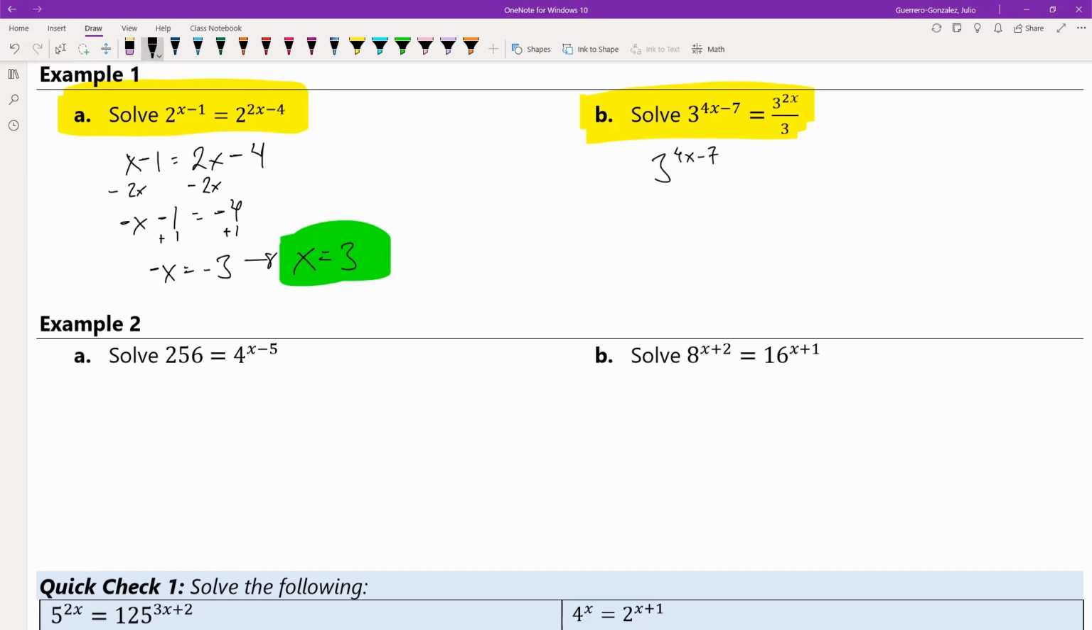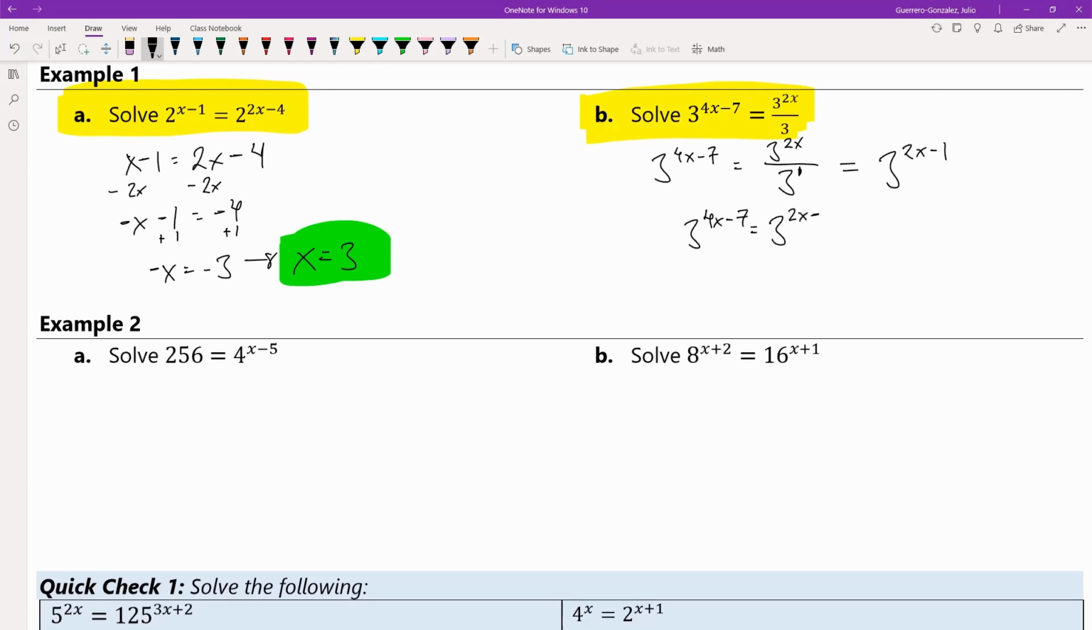3 to the 4x minus 7 is equal to 3 to the 2x all over 3 to the 1. I can give the power of 1 to anything I want like that. If it's 3, you can assume that there's a 3 to the 1 there. Now, since the bases are the same and we are dividing two things with exponents, the right-hand side is the same thing as 3 to the 2x minus 1. So now we've simplified this to 3 to the 4x minus 7 is equal to 3 to the 2x minus 1.